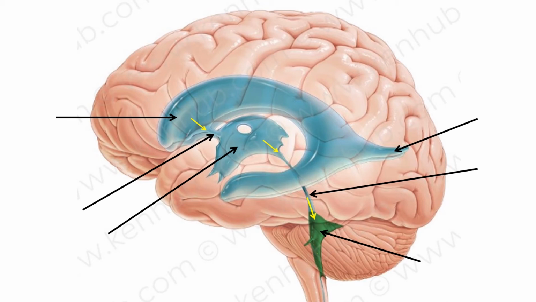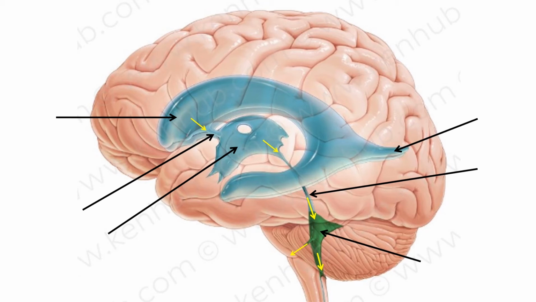Cerebrospinal fluid from the lateral ventricle goes through the interventricular foramen to reach the third ventricle, and then from the third ventricle through the cerebral aqueduct to the fourth. And look what is going to happen now.